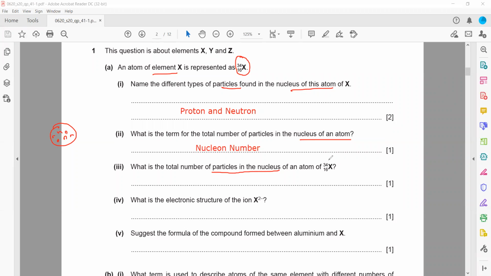Look, when you check, X is written 34 and 16. So the number of protons is 16. In X atom, there are 16 protons. 34 minus 16, so it will be 18 neutrons. And the charge written is minus 2. So how many electrons will be there?